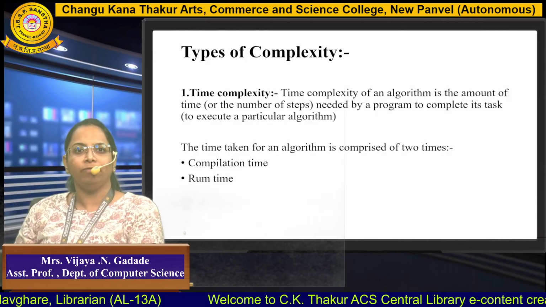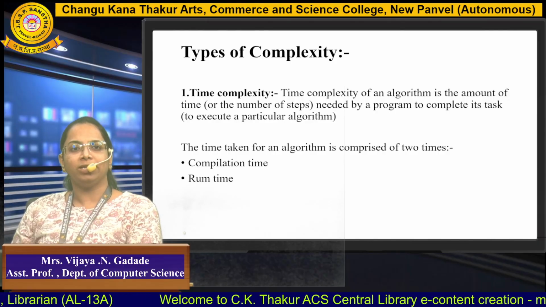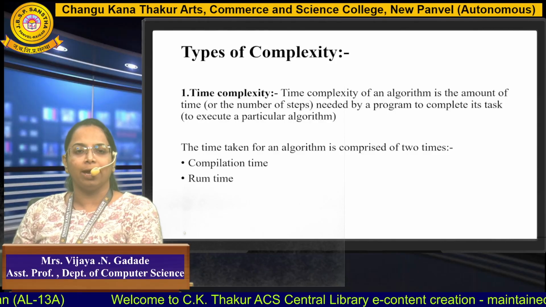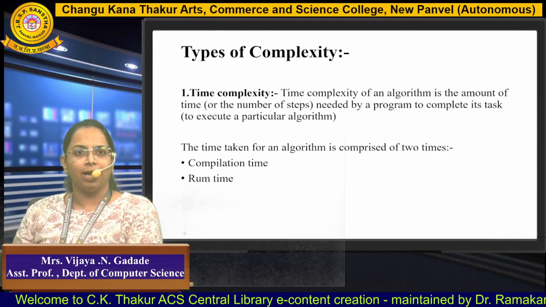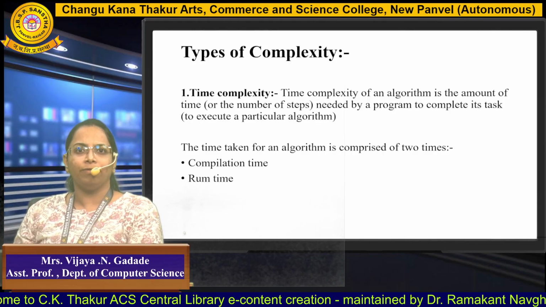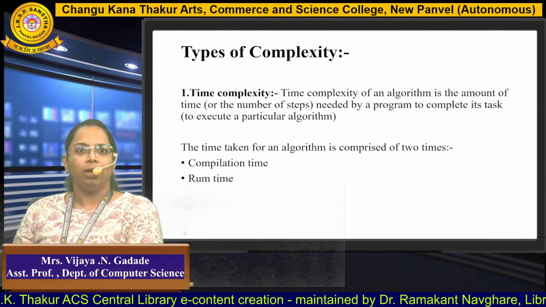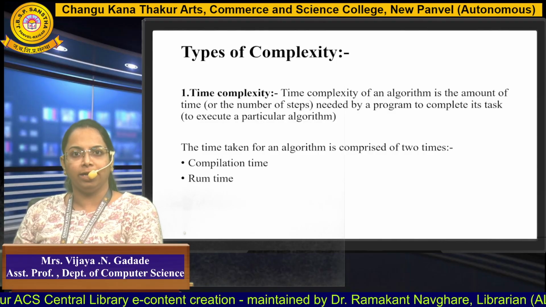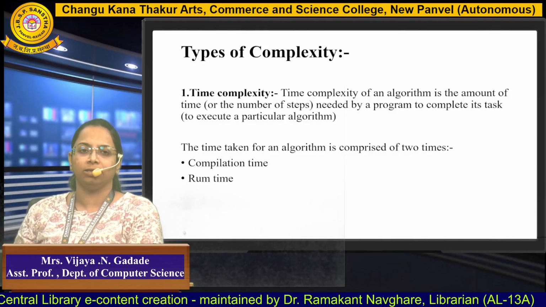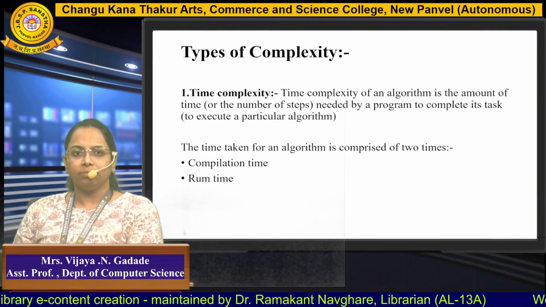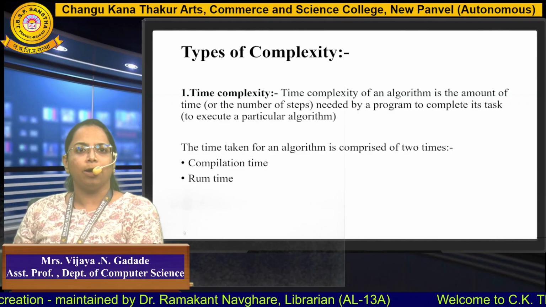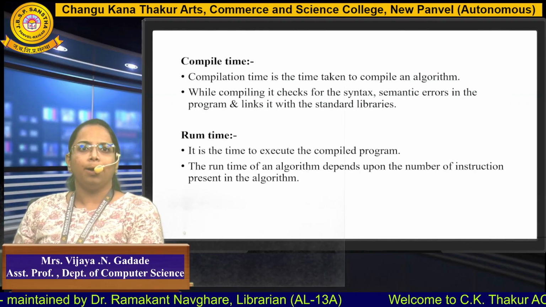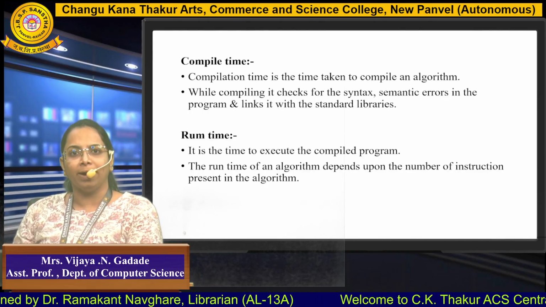Next one is time complexity. Complexity can be divided into two: the first is time complexity and the second is space complexity. So we will see time complexity. The time complexity of an algorithm is the amount of time or the number of steps needed by a program to complete its task. The time complexity can be measured in 2 ways, that is compilation time and runtime. Compilation time is the time taken to compile an algorithm.